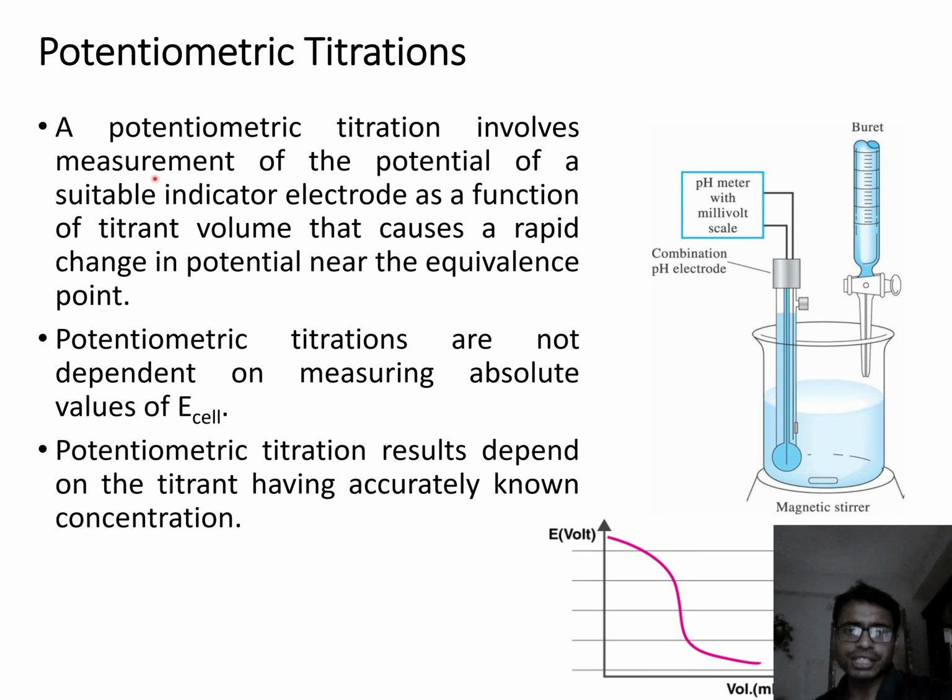So potentiometric titration. A potentiometric titration involves measurement of the potential of a suitable indicator electrode as a function of titrant volume that causes a rapid change in potential near the equivalence point. Potentiometric titrations are not dependent on measuring the absolute value of each cell potential. Potentiometric titration results depend on the titrant having an accurately known concentration. Actually, in previous acid-base or aqueous titration, this titration is usually performed, where the endpoint comes, actually this change appears.